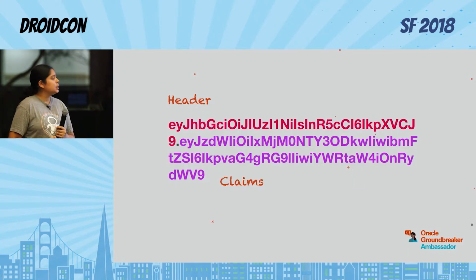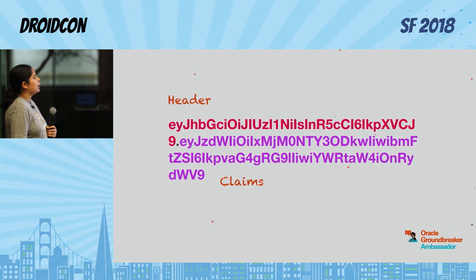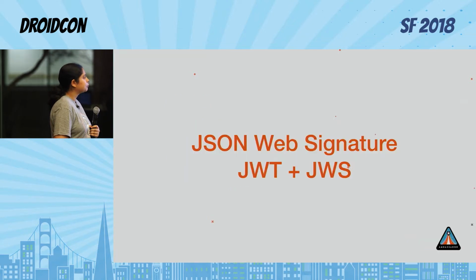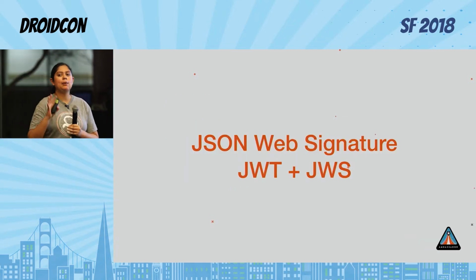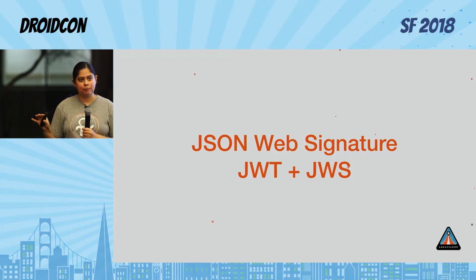So a JWT looks like this. We will have a header, and we will have some claims. In the header we will save the algorithm that we use to encrypt this token, and we have all the JSON with the information that we want to transport, that are the claims. What happens with JSON Web Tokens is that anyone can have this token and see what it contains.